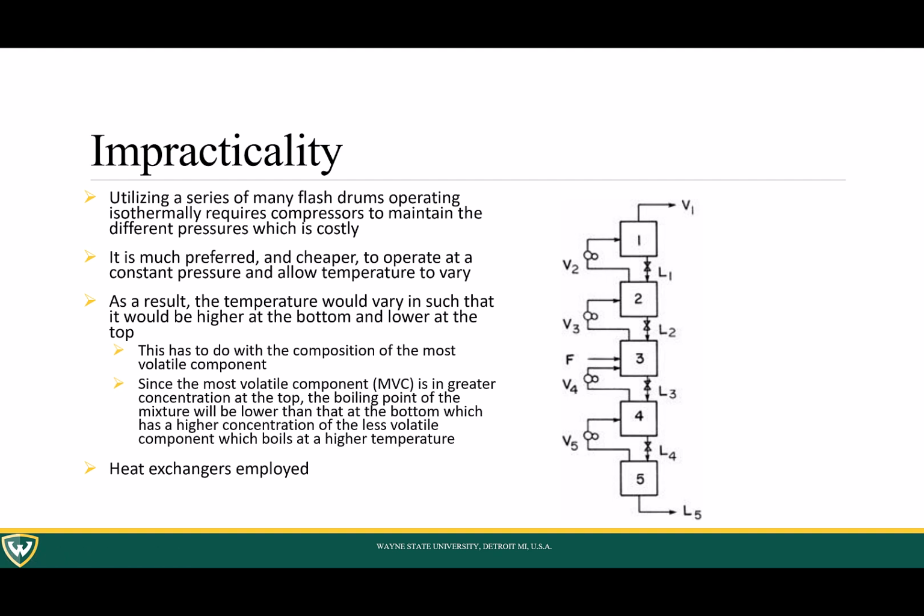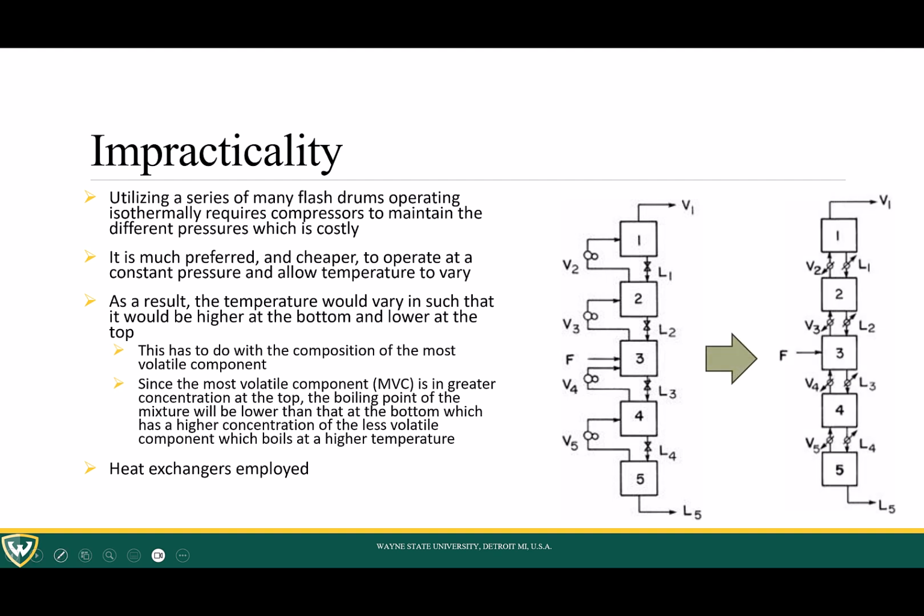Something to note is that the most volatile component is just going to be abbreviated MVC. In order to do this, we would have to employ some type of heat exchanger. So we go from this configuration, which requires different pressures, to this configuration, which now requires heat exchangers interacting between each stream, as well as a constant pressure throughout each of these drums. You'll see that it's starting to look a little bit better. You have vapor coming up, going through a heat exchanger, and liquid coming down, going through a heat exchanger. Okay?